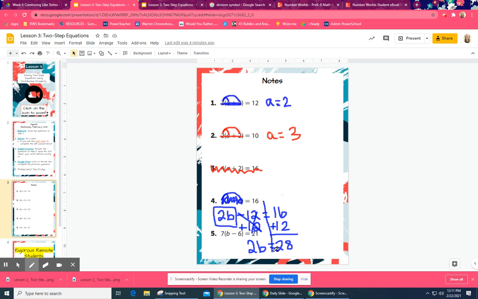Now I have a new problem. It's 2 times b equals 28. The inverse of multiplying by 2 is to divide. I'm running out of space. So 28 divided by 2. Half of 28 is 14.